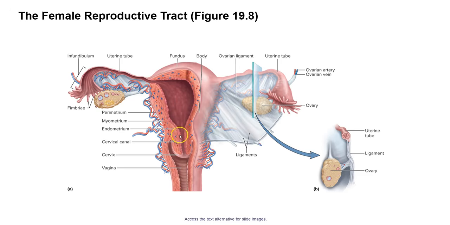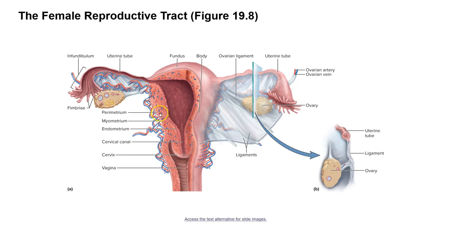So the endometrial lining is the one that will thicken throughout the month and then get shed once each month and replaced with a new endometrial lining. This is kind of a mucus layer inside of the uterus, and this is the area of the uterus where a fertilized zygote, or fertilized egg cell, would potentially implant to allow for pregnancy to take place.